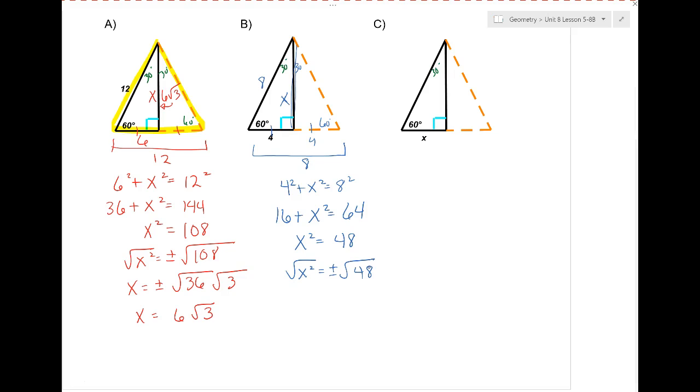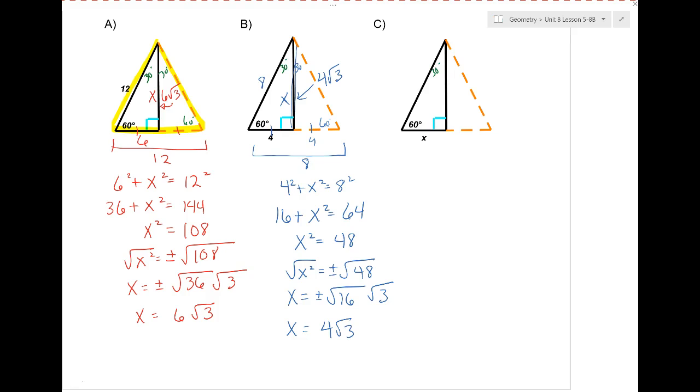So with this one, what comes out of 48? Yep, so it'd be 16 and 3. Guys, what's the square root of 16? So is this going to be 4 root 3? So that side's going to be 4 root 3. Pattern, anyone? We're starting to see one?